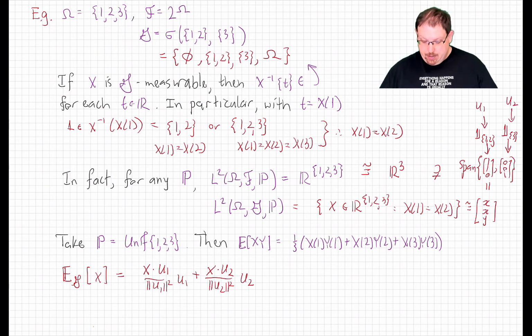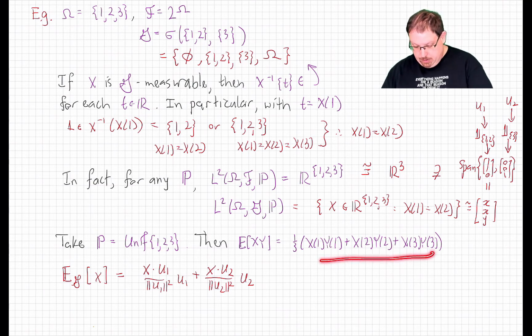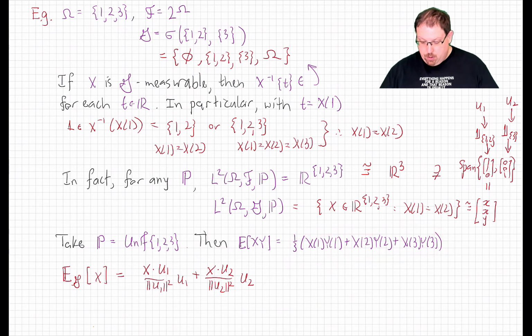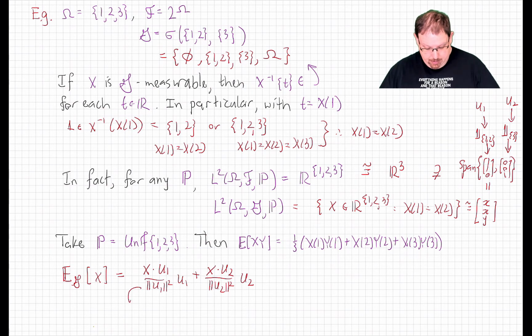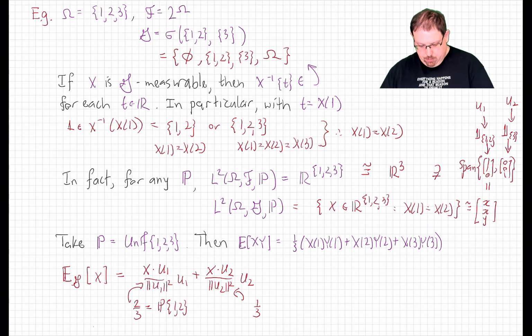Now, what are those lengths? Those are just the dot product of the vector with itself, and since the dot product is here, it's just 1/3 of the usual Euclidean length. So the usual Euclidean length squared of this vector here is 2, and this vector is 1, and so that means that this vector down here is 2/3, this vector is 1/3, and notice that those are exactly the probabilities of the sets {1, 2} and {3}.